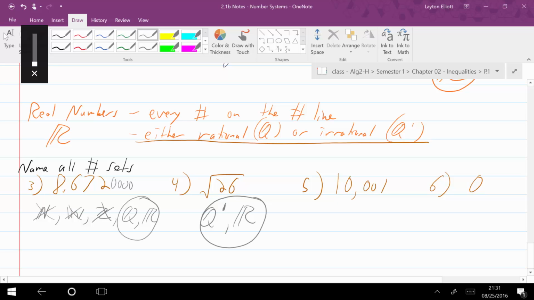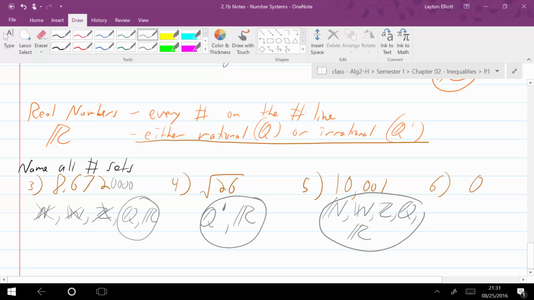10,001, let's go to this one, number 5. Number 5 is a counting number. I can count that if I have 10,001 people. So that is a natural number, N. That is a whole number, W, that is an integer, Z, that is a rational number, Q, and it is a real number, R. It is all of these, because if you're a natural number, you are part of all of those sets. Finally, the number 0. 0 is not a natural number, but it is a whole number. It is an integer, it is a rational number, and it is a real number.